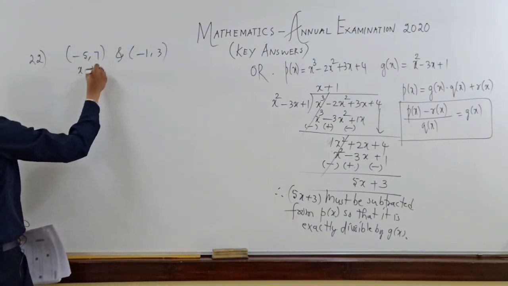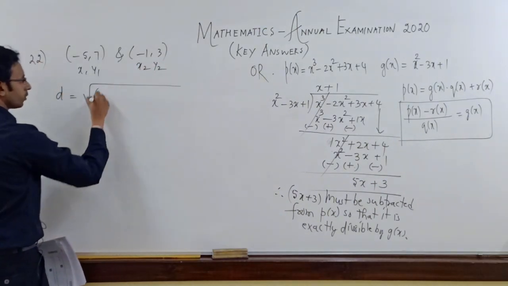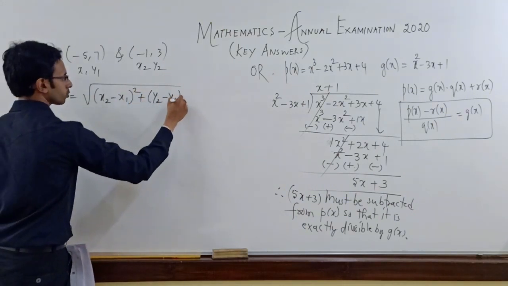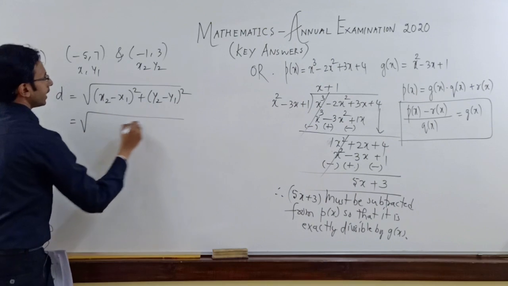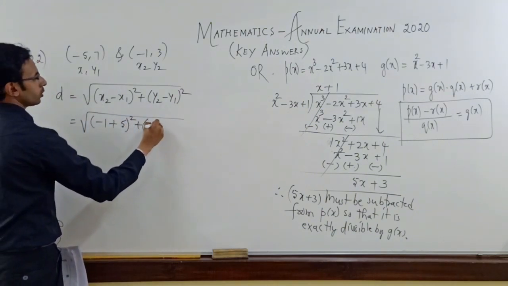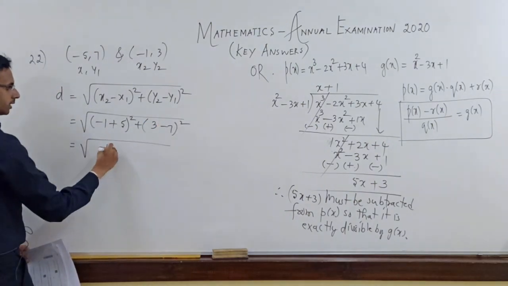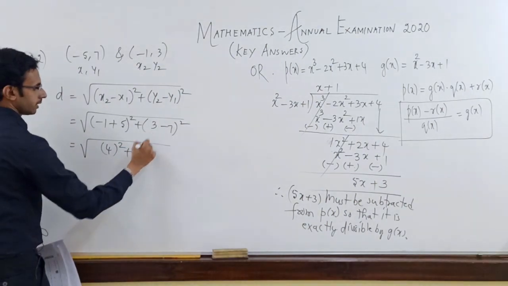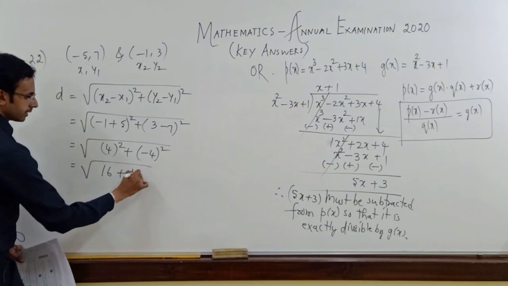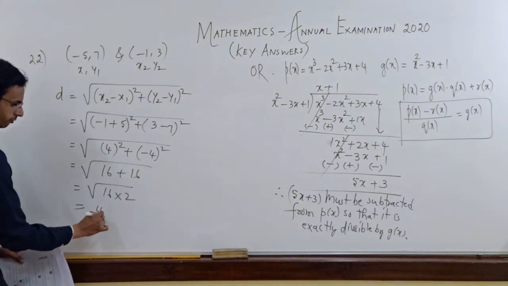So we take this as x1 y1 and this as x2 y2. Distance formula is d is equal to square root of x2 minus x1 whole square plus y2 minus y1 whole square. So we get x2 as minus 1 minus x1 is plus 5 whole square, y2 is 3 and y1 is 7 whole square. So we get 5 minus 1 is 4 whole square and 3 minus 7 is minus 4 whole square. You get 4 square as 16 plus 16. So this we can write as 16 into 2, which will give you 4 root 2.